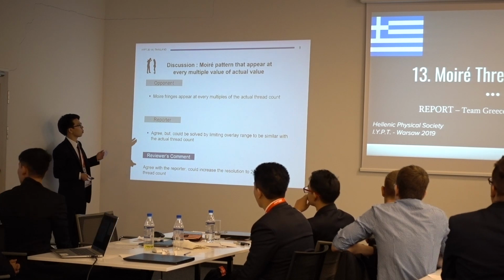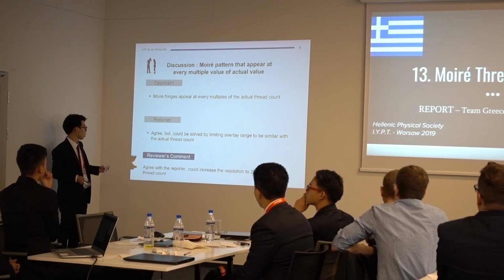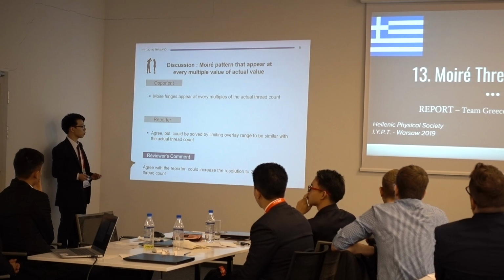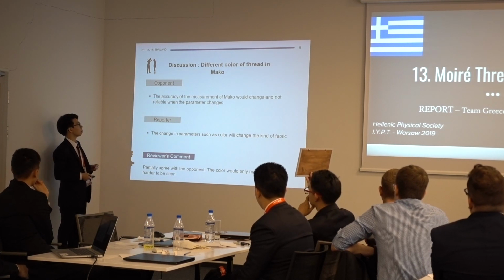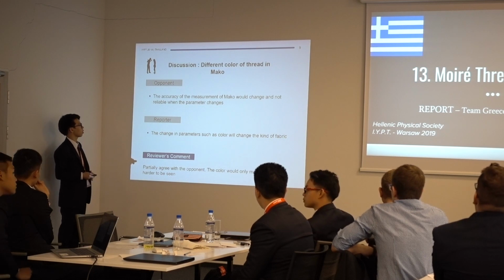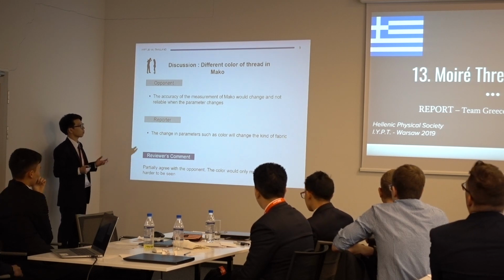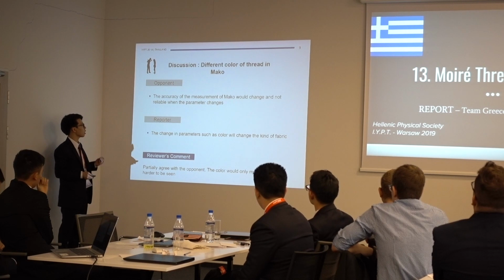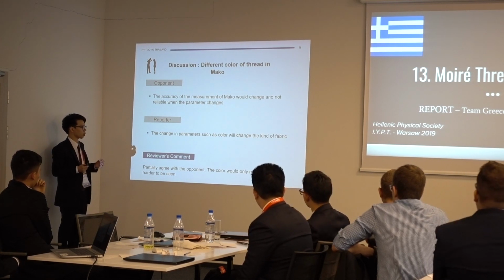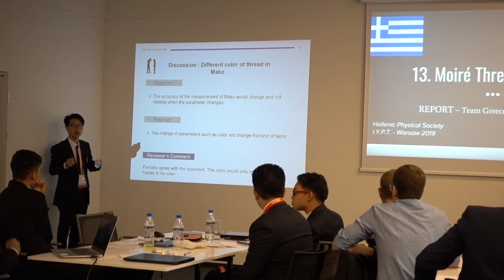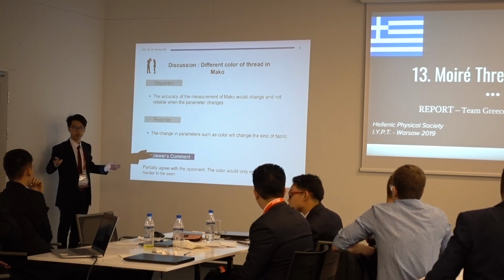Next is the Moire pattern that appeared at every multiple value of the actual value. I would agree with the reporter on this one, that we could increase the resolution 2 times to verify the count. Next was the different color of the macro. The opponent said the accuracy of the measurement of macro would change and not be reliable for the parameter changes. We partially agree with the opponent because the color would only make the pattern harder to see. It wouldn't change the Moire fringes themselves.